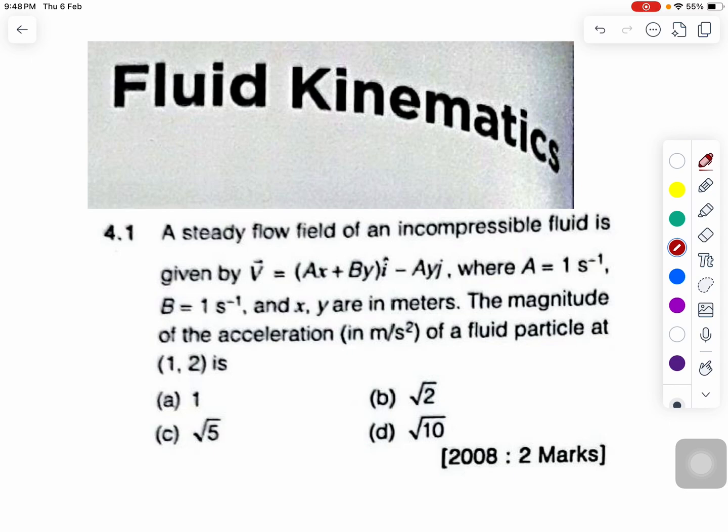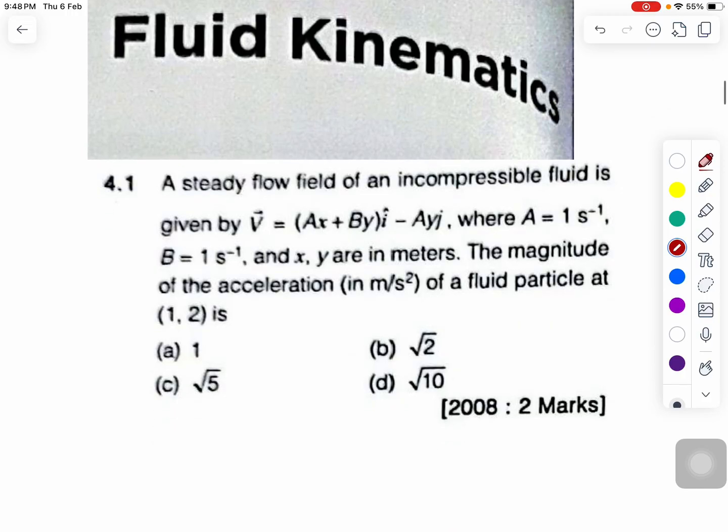So without wasting our time, here is the third PYQ lecture of fluid mechanics, and the topic is fluid kinematics. In fluid kinematics, generally we'll be talking about when the fluid is in motion. Till now we have understood the fluid statics topic, where the fluid was in a static condition.